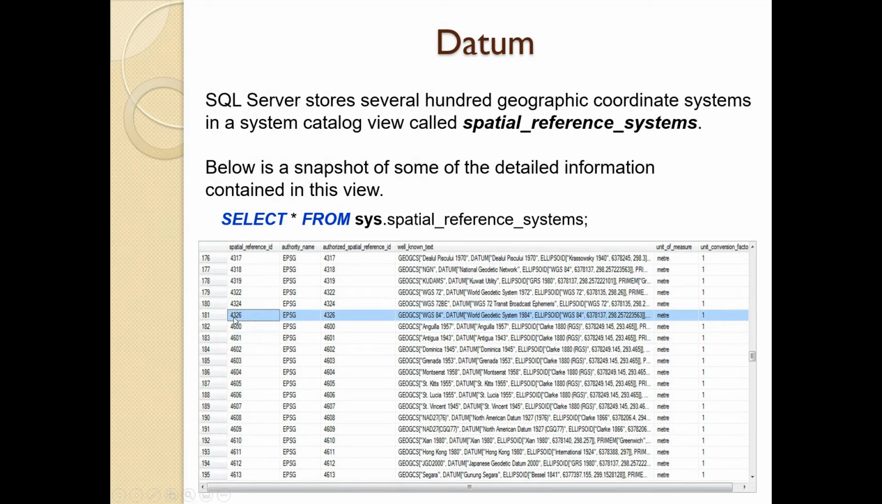Now, I happen to highlight this 4326 reference ID. And over here, you can see the authorized spatial reference ID is 4326 as well. So SQL Server is using the same reference ID as the EPSG. And we'll talk about that in a second. So you can find out the datum right here inside this well-known text.